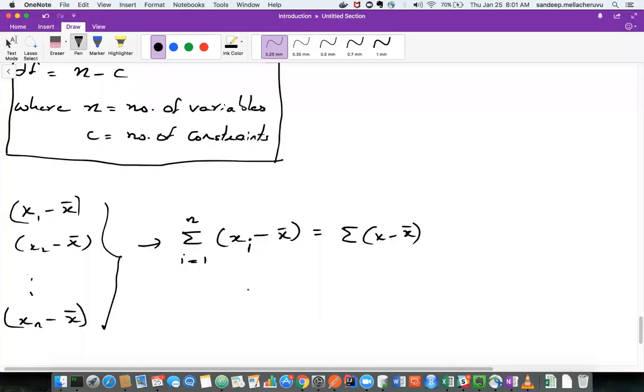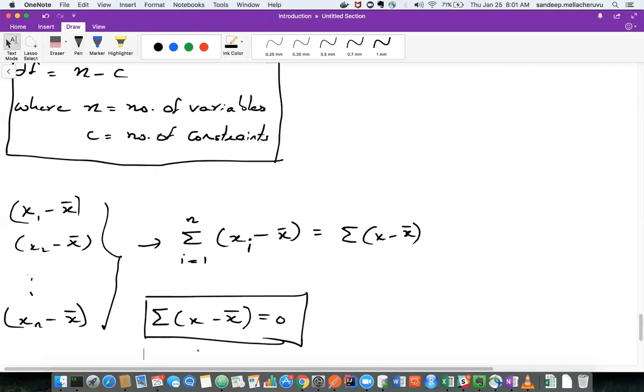And because of that, the constraint that I have to satisfy in standard deviation is sigma x minus x bar equal to 0. Is that clear? Vidya, you asked me which constraint to use, right? This is the constraint in standard deviation you have to use.